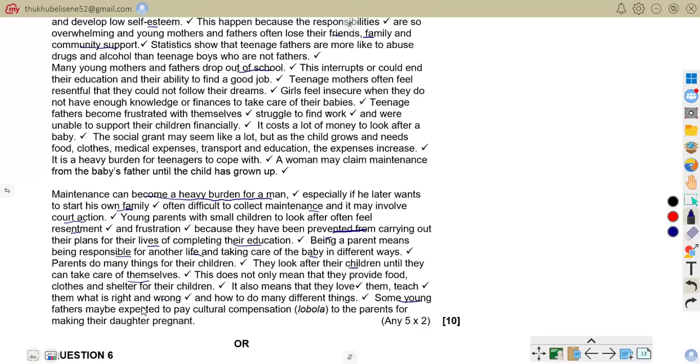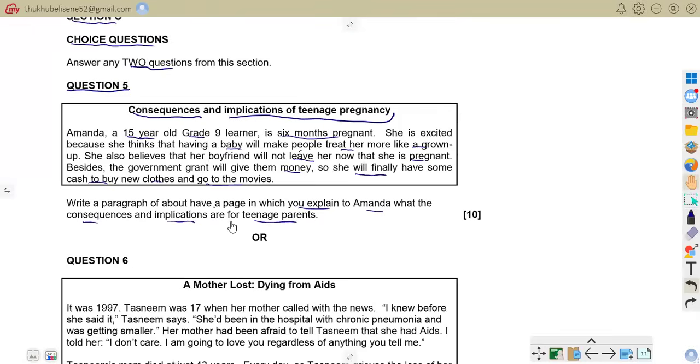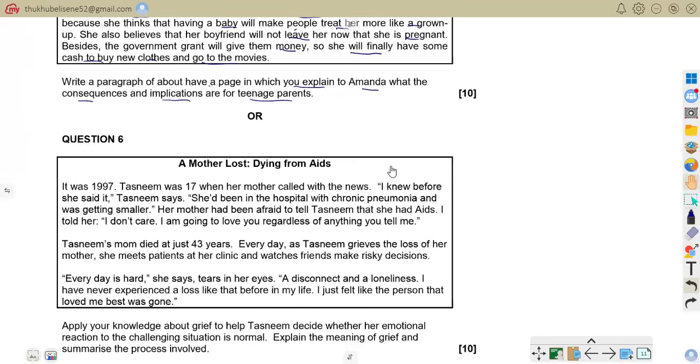Some young fathers may be expected to pay cultural damages to the girl's parents for making their daughter pregnant. And these are the negative consequences of becoming a teenage parent. That is that. So now let us come to question 6.